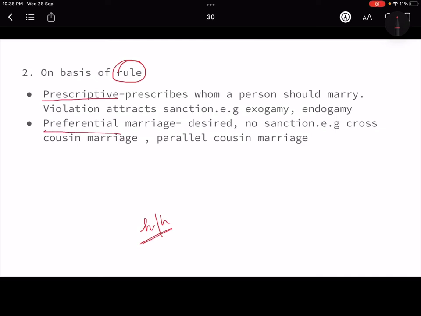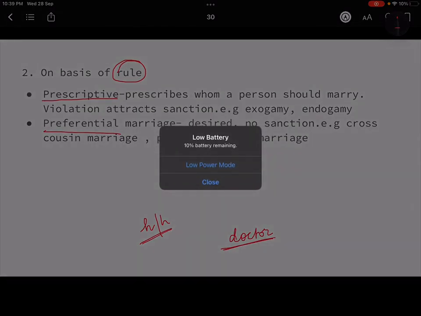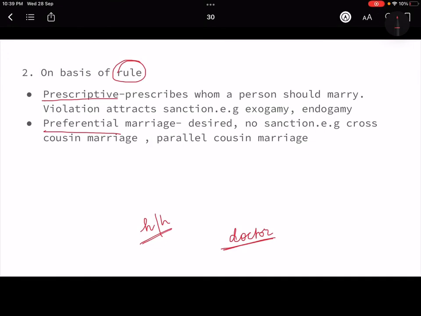Prescriptive, if the word gives you a hint, that means something which is prescribed to you, right? For example, a doctor prescribes a medicine. That means the doctor gives a medicine, and if you are not well, then you will have to take those medicines, because if you want to get well, you have to take those medicines. In the same way, prescriptive rules are the ones whom you should marry, right?